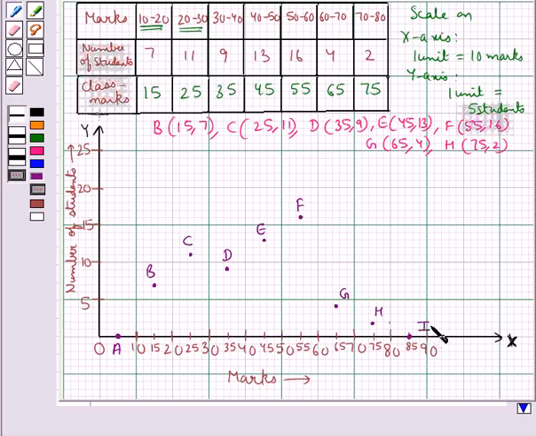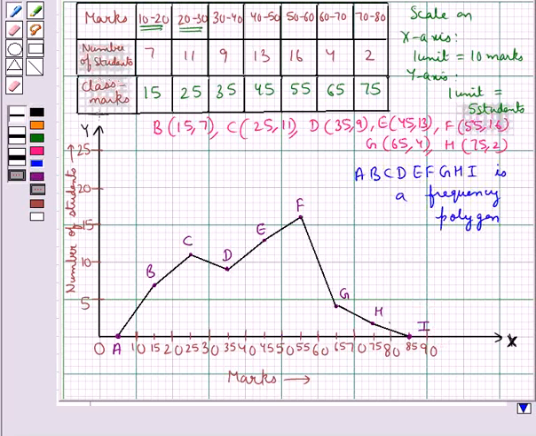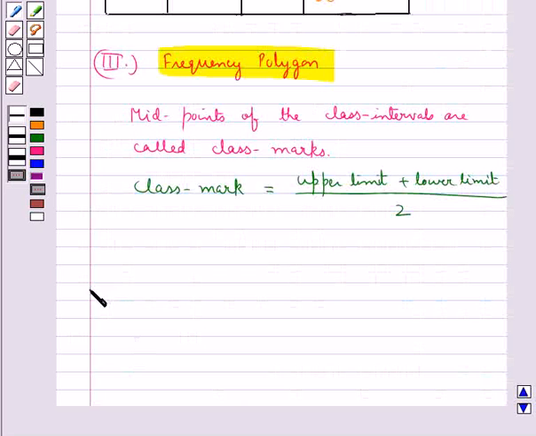Now we join the points A, B, C, D, E, F, G, H, I by line segments. On joining these points, we get this figure, which is a frequency polygon. So we say that A, B, C, D, E, F, G, H, I is a frequency polygon. This is how we can draw a frequency polygon without drawing a histogram. This completes the session. Hope you have understood all three graphical representations of data, that is, bar graph, histogram and frequency polygon.